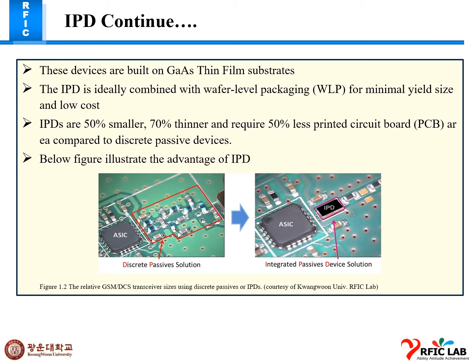These devices are built on GaAs thin film substrate. The IPD is initially combined with wafer level packaging, or WLP, for minimum size and low cost. IPDs are 50% smaller, 70% thinner, and require 50% less space on the PCB, or printed circuit board, as compared with the conventional or discrete passive devices.